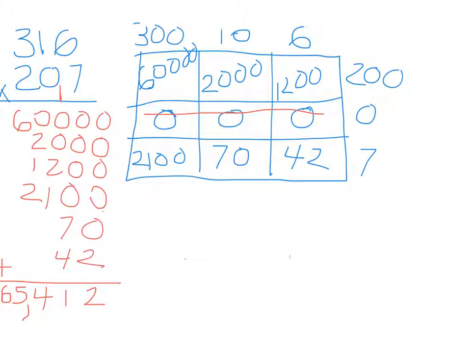That would give me an answer of 65,412. So this shows you that you can do it in two different ways, using 2-digit by 2-digit or 3-digit by 3-digit. This box method might be that helpful hint that each of you might find helpful to solve multiplication problems.